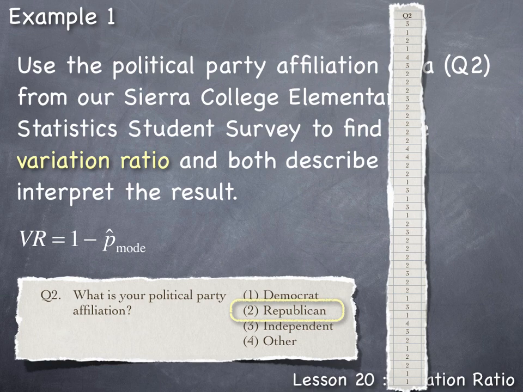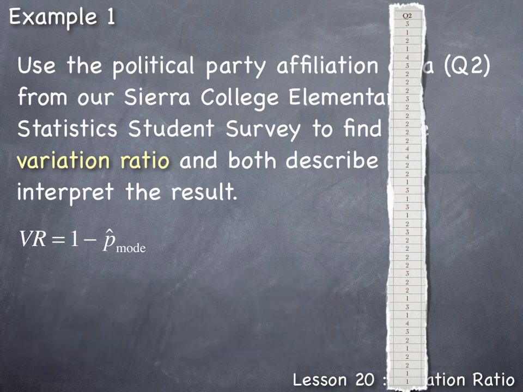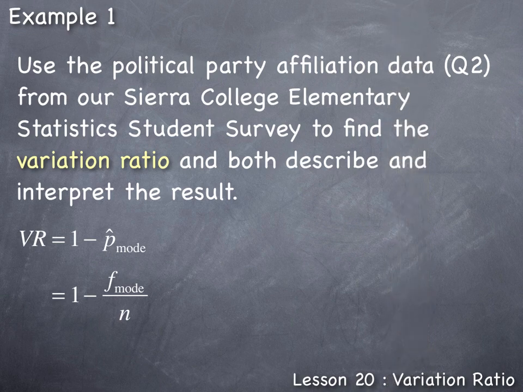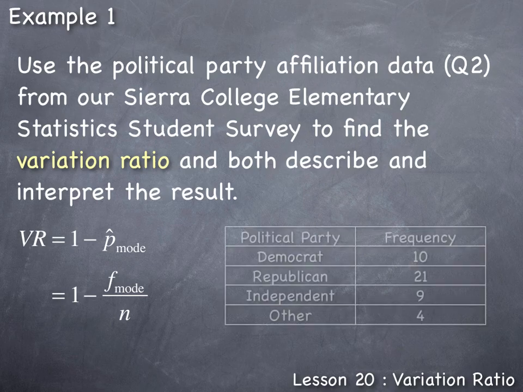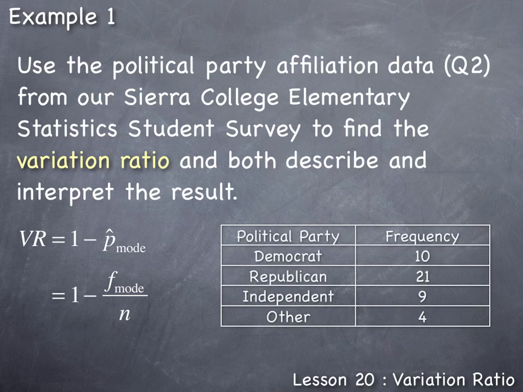Now, to calculate the proportion that's at the mode, we have to take the frequency, how many data values occurred at the mode, and divide it by the total number of data values, in this case lowercase n, the sample size. Well, we had already calculated the frequencies in a frequency distribution table in an earlier example, and the count gave us 21 Republicans. So the mode, Republican, occurred 21 times, more than any other data value.